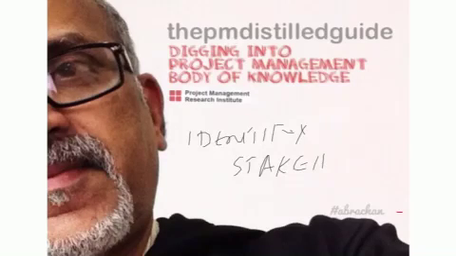Hello. The second process under initiation is identify stakeholders. Identify stakeholders. This is very critical, especially for global project management, where stakeholders are distributed across multiple locations. Now, the first step, let us see the definition of a stakeholder.